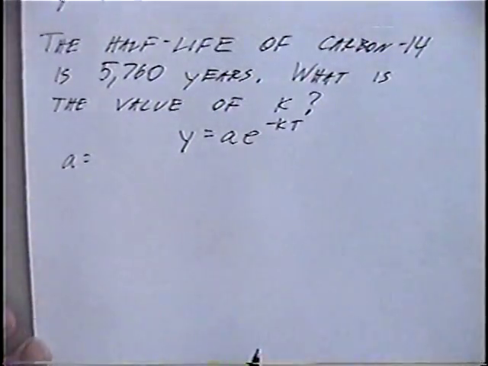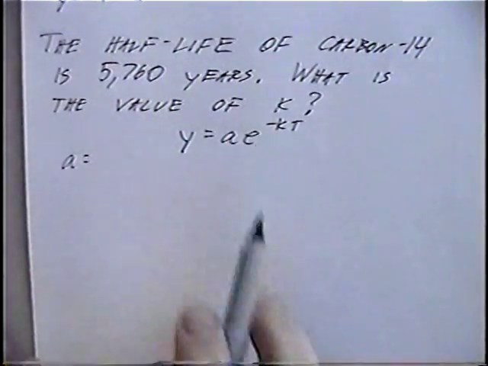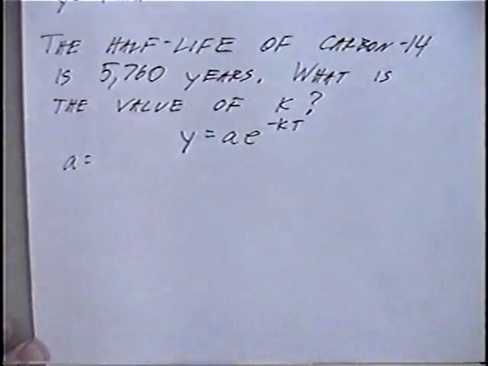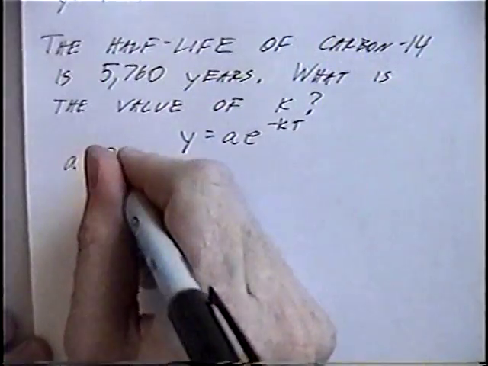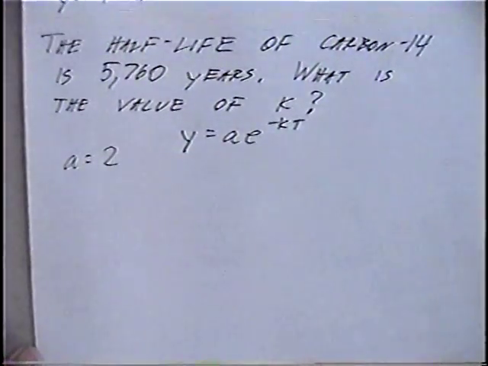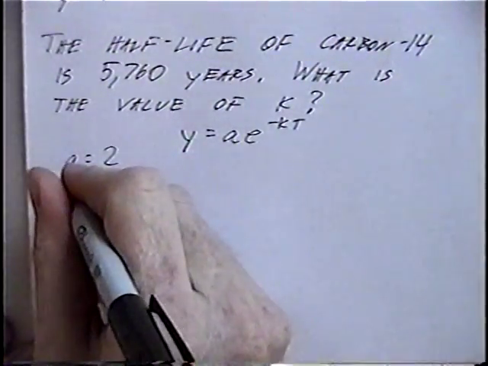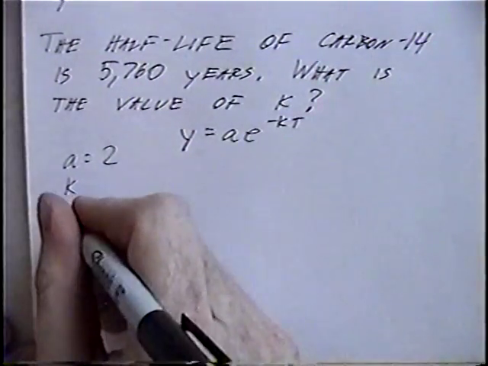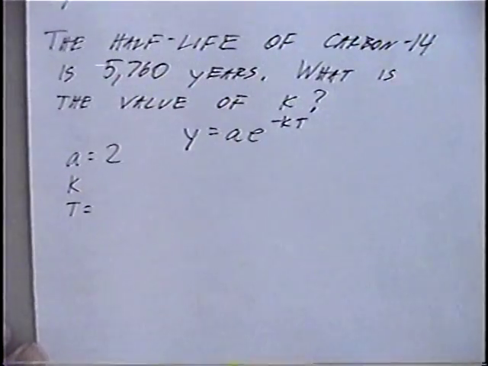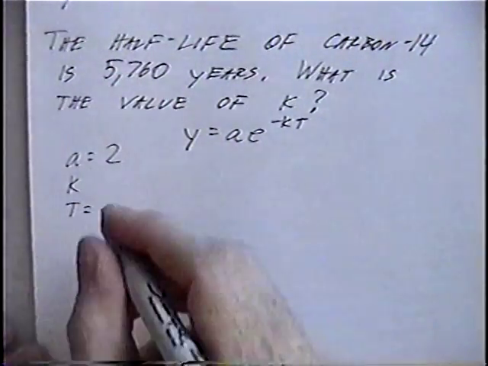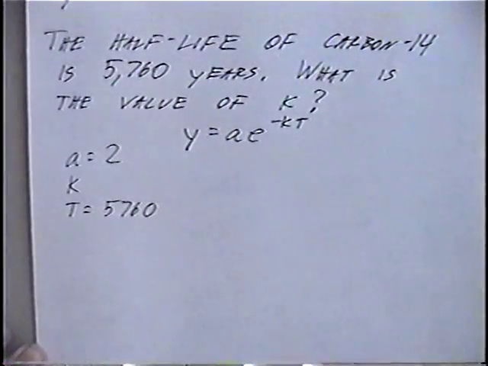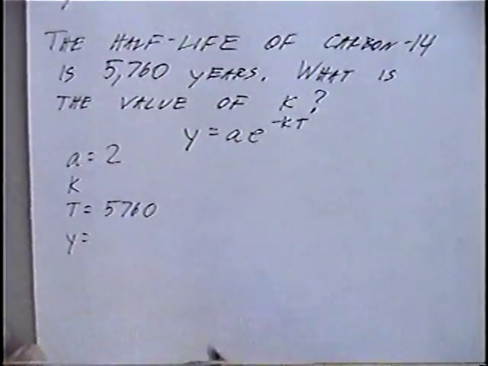For variables, a is the initial amount. The problem does not state the initial amount, but since we're using half-life, we can pick any number that we want. A nice easy number that we can take half of would be 2. K is the constant. That's what we're going to be solving for. T is the time. Time for the half-life in this case is 5,760 years. And y is the final amount.